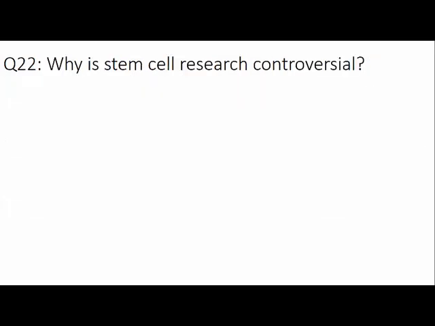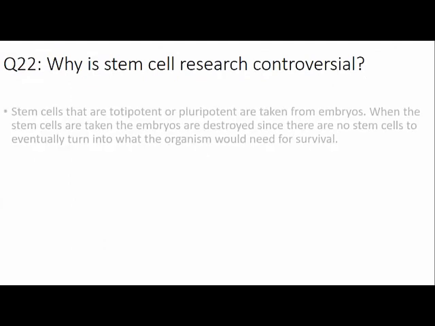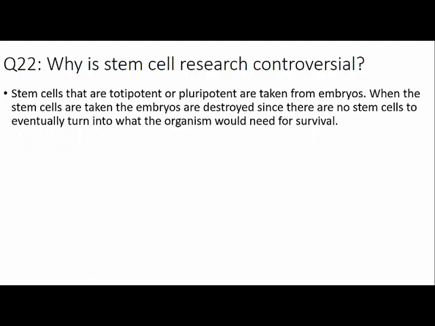All right, number 22. Why is stem cell research controversial? It's extremely controversial, and all you have to know for this is where stem cells come from. Stem cells that are totipotent or pluripotent are taken from embryos. An embryo is an unborn child, a fetus. That is what science says. You can say that it's an unborn human baby. You can say whatever you want. It depends on your principles and beliefs. We're just sticking with what science says here.